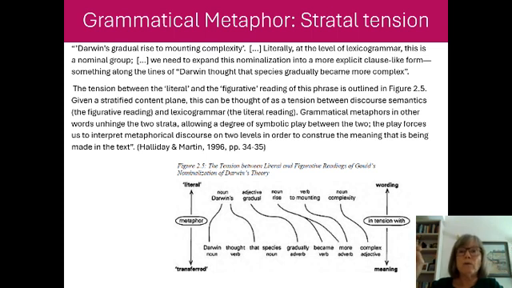So grammatical metaphors unhinge the two strata, allowing for a degree of symbolic play between the two. The play forces us to interpret metaphorical discourse on two different levels in order to construe the meaning that is being made in the text. Okay, so that's what I was showing you before as well, where we have things like Darwin thought becomes a noun: Darwin's gradual rise to mounting complexity, his thinking became more complex. So we can see that grammatical metaphor takes some unpacking.